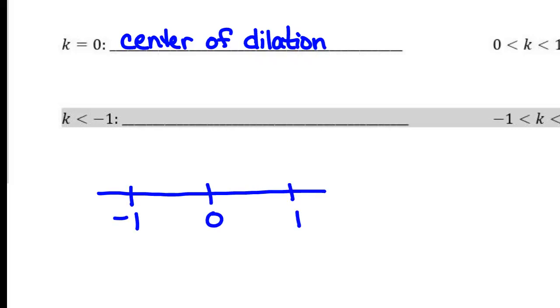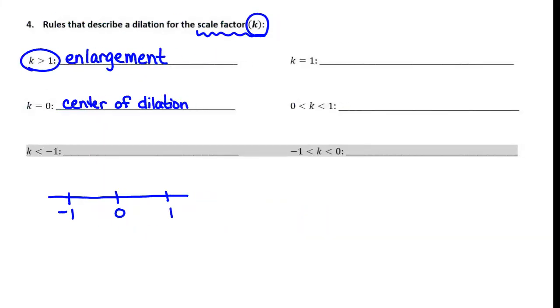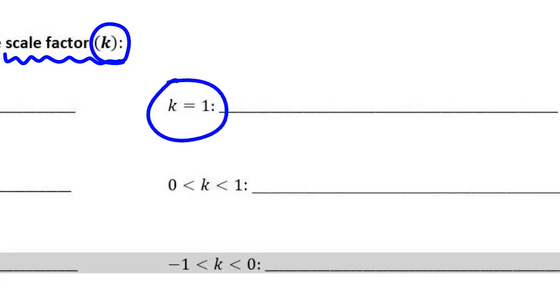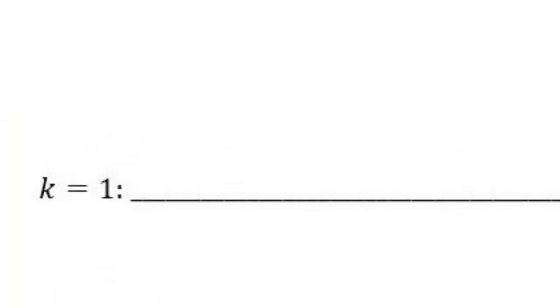I'm going to skip the highlighted ones for a minute here. We'll come to those. I'm going to hop up to the top of the next column. When K is exactly equal to 1, when my scale factor is exactly equal to 1, what happens when you multiply by 1? 5 times 1 is 5. What is 10 times 1? 10. 50 times 1? 50. So it stays the same.